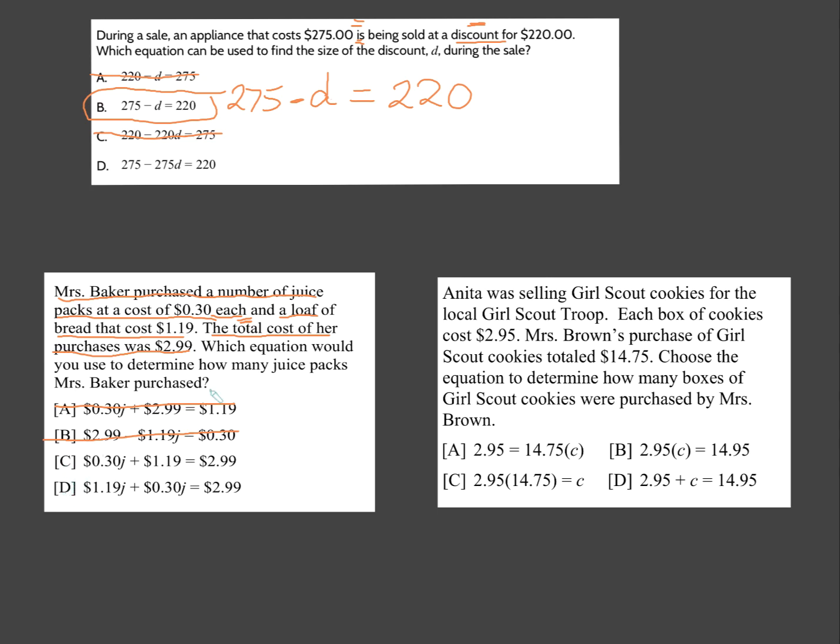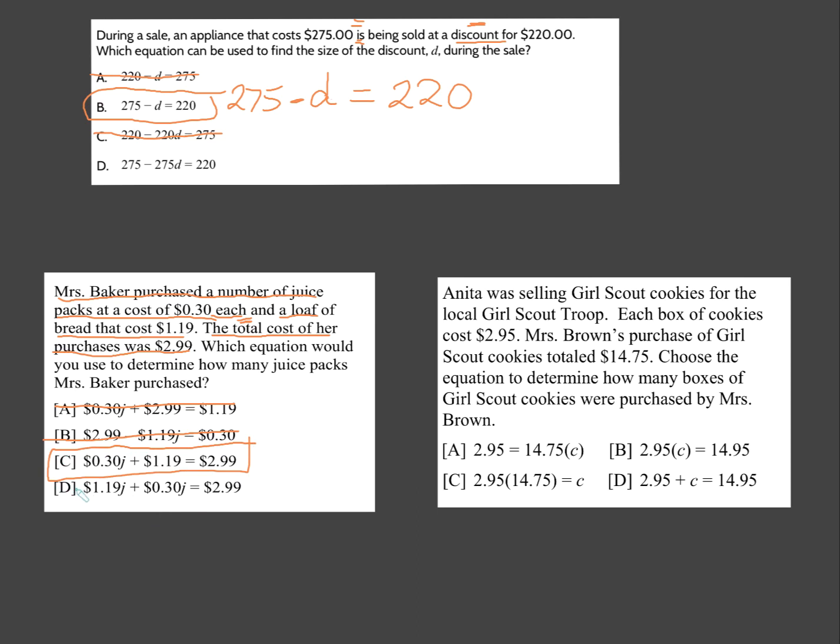Now remember, the juice, and notice they're using J to represent the juice. We don't know how many she bought, but we know they cost 30 cents each. So 0.30J plus our loaf of bread will total her purchases, which is $2.99. So C is our answer. Now D is not our answer.